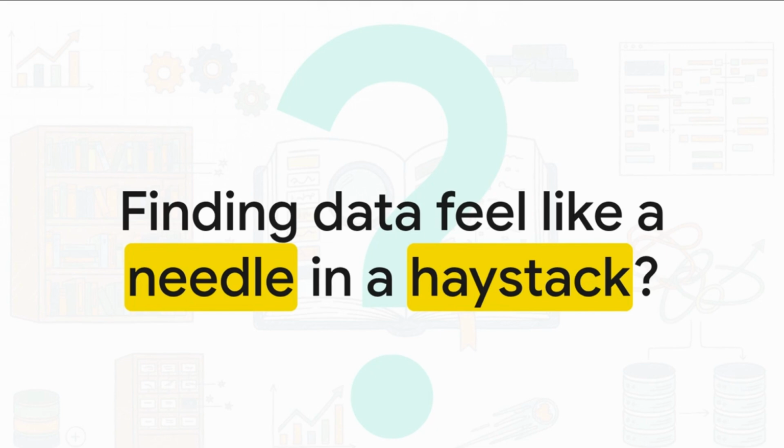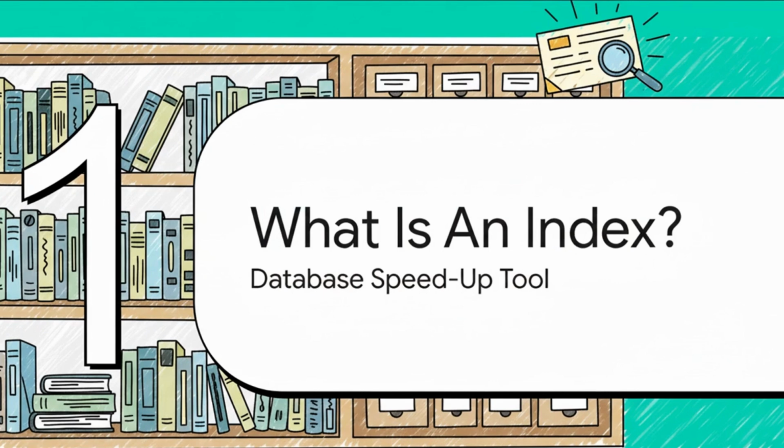You know the feeling, right? You run a query on a massive table, and you just sit there waiting and waiting. As your database gets bigger and bigger, trying to find that one specific row can feel pretty much impossible. But what if you could give the database a map, a shortcut, telling it exactly where to go? Well, that's precisely what an index is. It's the solution to that needle in a haystack problem.